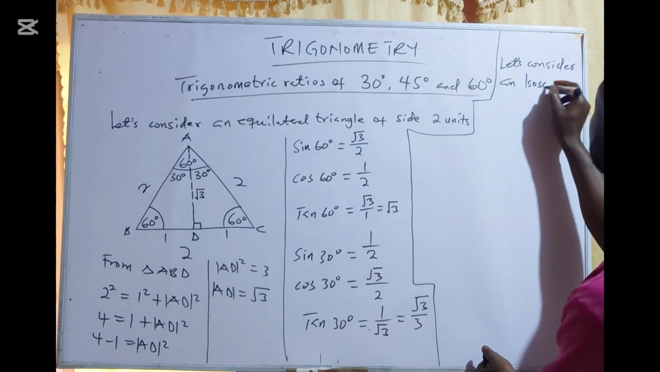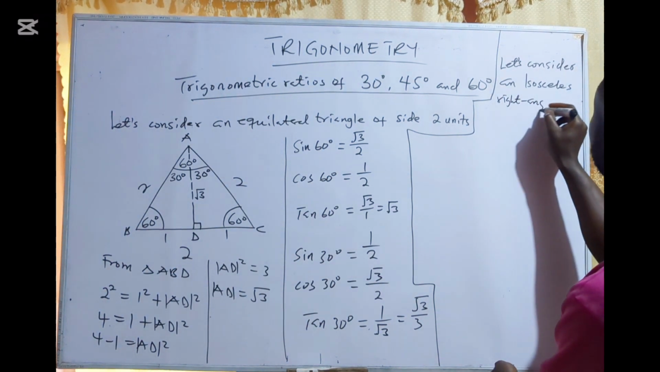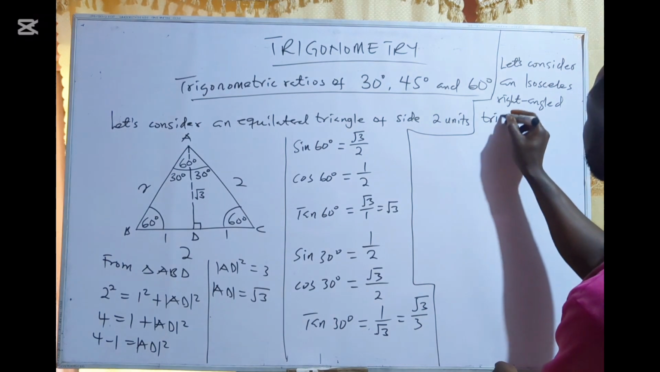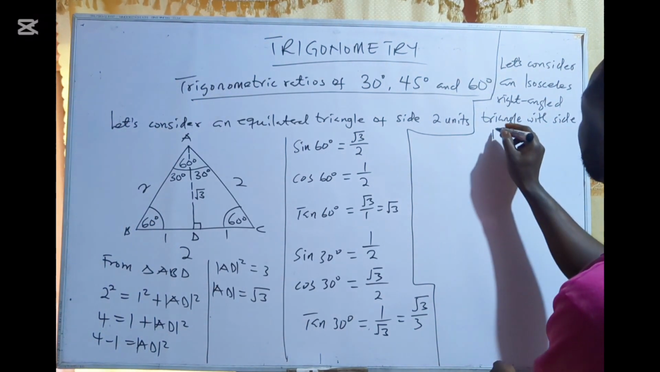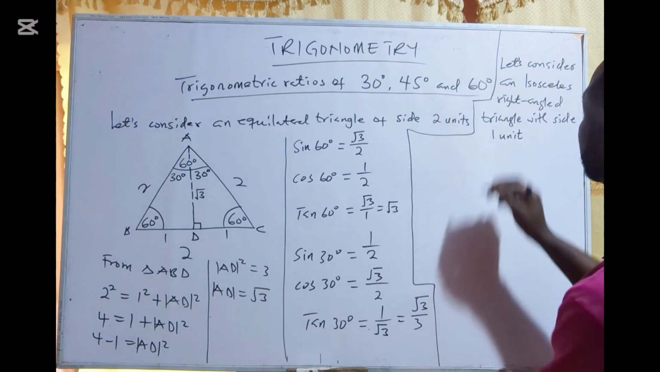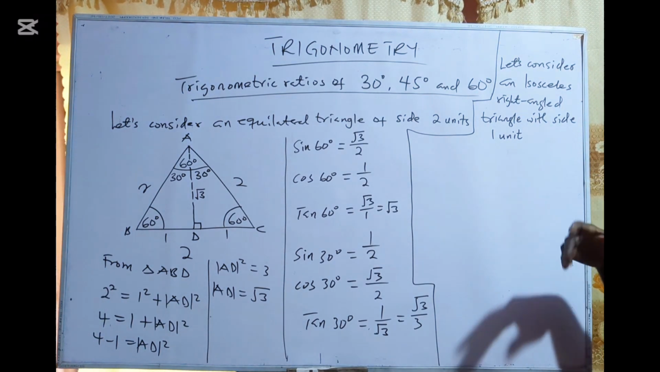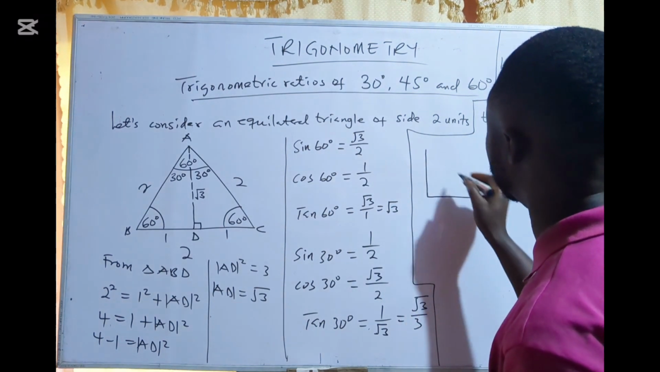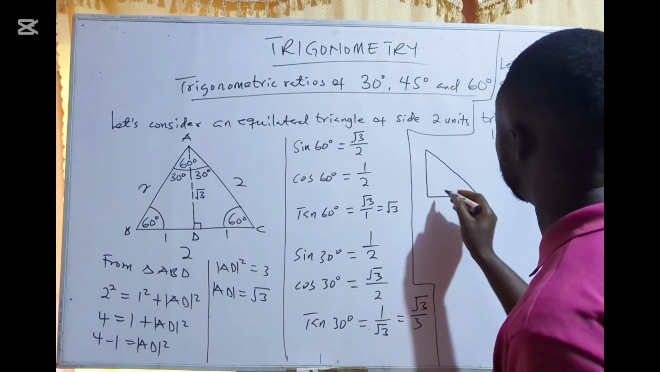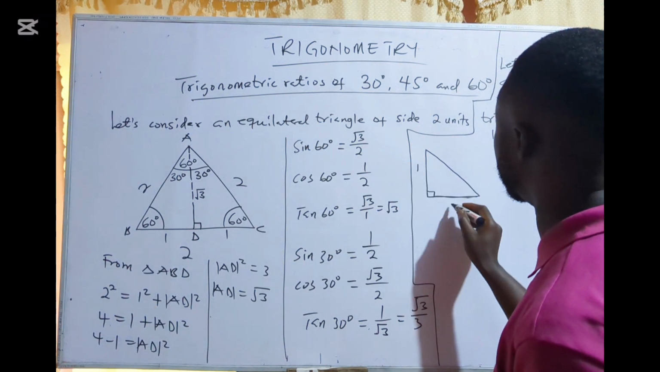an isosceles right angle triangle with side 1 unit. Okay, so let's consider an isosceles right angle triangle with side 1 unit. Isosceles triangle, okay, means that two sides are equal. So isosceles right angle triangle. Okay. With side 1 unit. So it means that this side will be the same as this side.